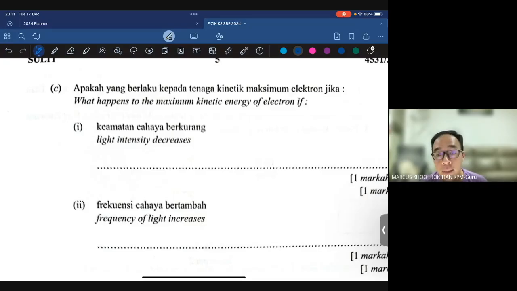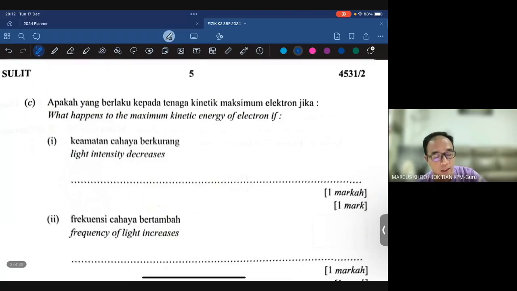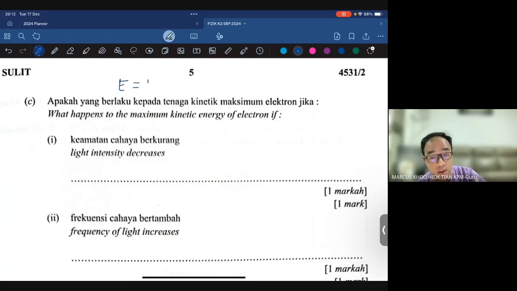Okay, what happens to the maximum kinetic energy if the electron, okay, again, maximum kinetic energy. So I'm bringing you back to this, E equals W plus KE, kinetic energy. So what happens to the maximum kinetic energy if the light intensity decreases? Now, if you take a look at the equation, suddenly there is light intensity, what is its connection? Okay, so we have to remember this.